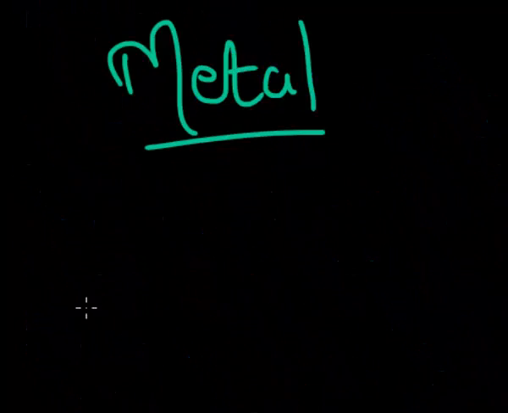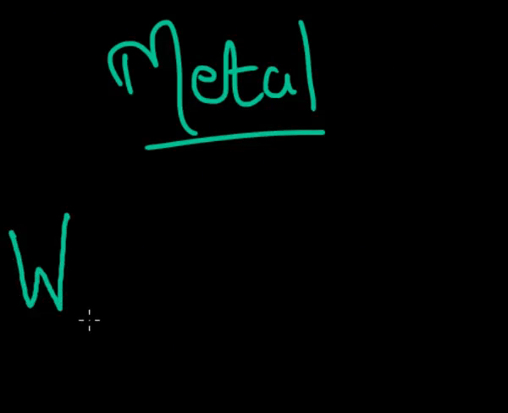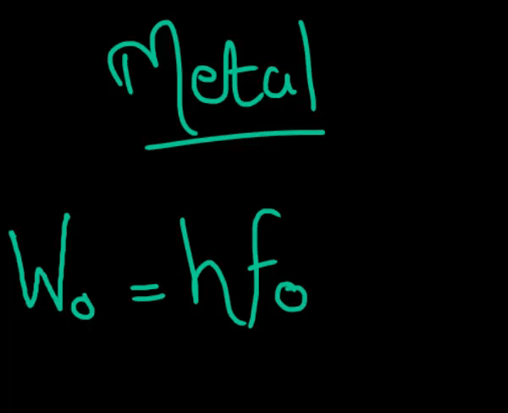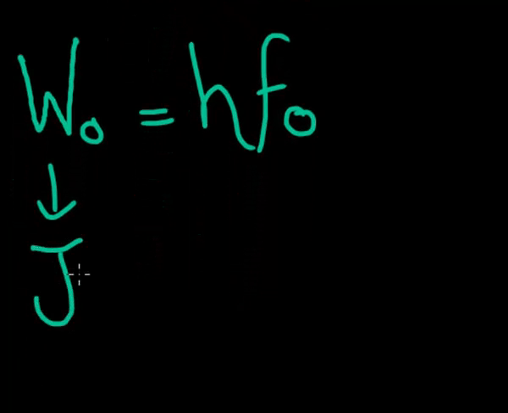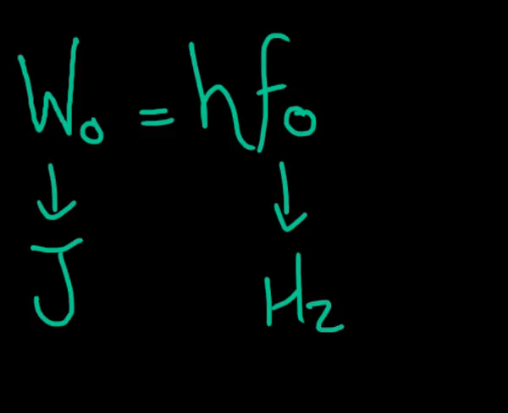Now let's take a look at our metal again. We said that it will have a specific work function, which can be calculated using Planck's constant, which is still 6,63 times 10 to the power of negative 34, times the threshold frequency. And obviously, work function in this case is a form of energy. It's measured in joules, and frequency is still a frequency which is going to be measured in hertz.